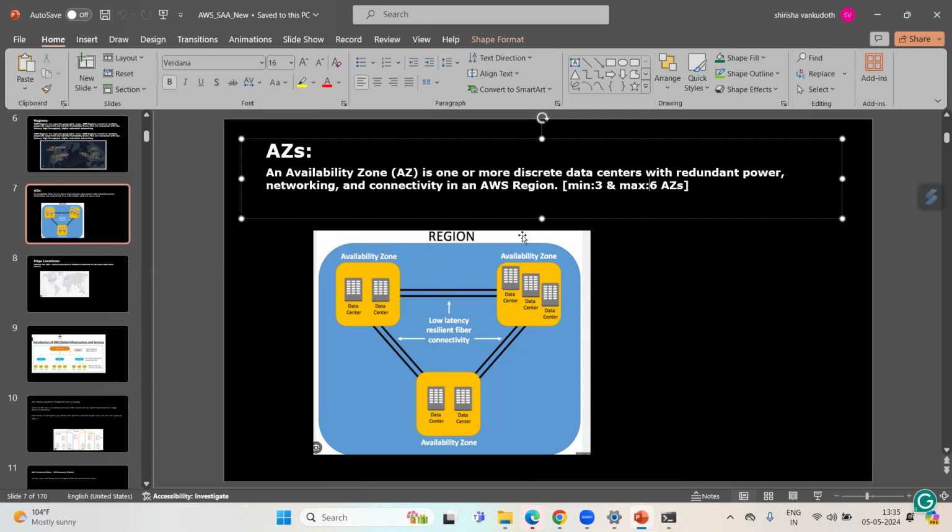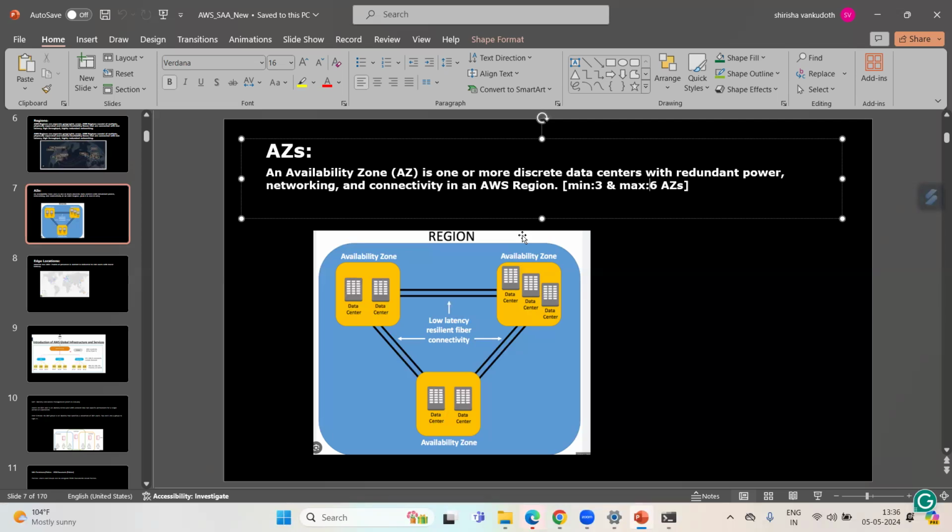Okay, so we are saying these availability zones are within the same region, but how are they connected? If you see this diagram, they are interlinked with these black lines. That is because of the low latency and resilient fiber connectivity that AWS takes care of on the backend. We do not need to take care of anything from this perspective. It is taken care of by our cloud provider, that is AWS.